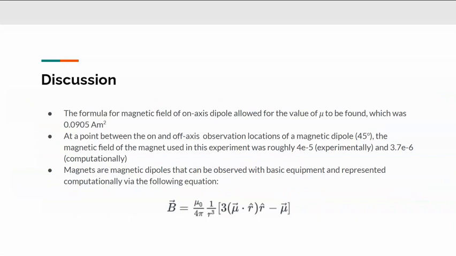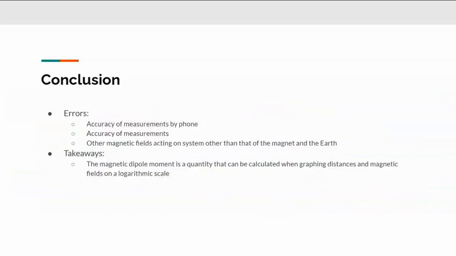Ultimately, in my discussion, the magnetic dipole moment was 0.0905 ampere meters squared, like I said before, and at a point that's 45 degrees from the magnet, experimentally I found it to be 4 e to the minus 5 Teslas, although computationally I got 3.7 e to the minus 6, which is quite different by a factor of 10, but I guess it somewhat makes sense, and this bottom equation here was used for the code.